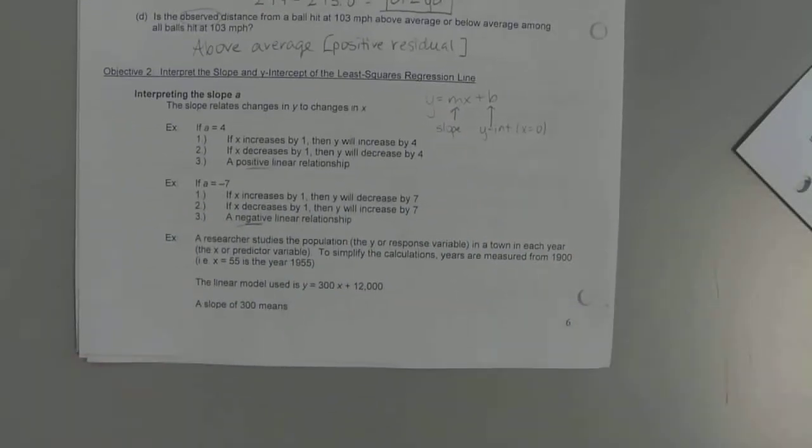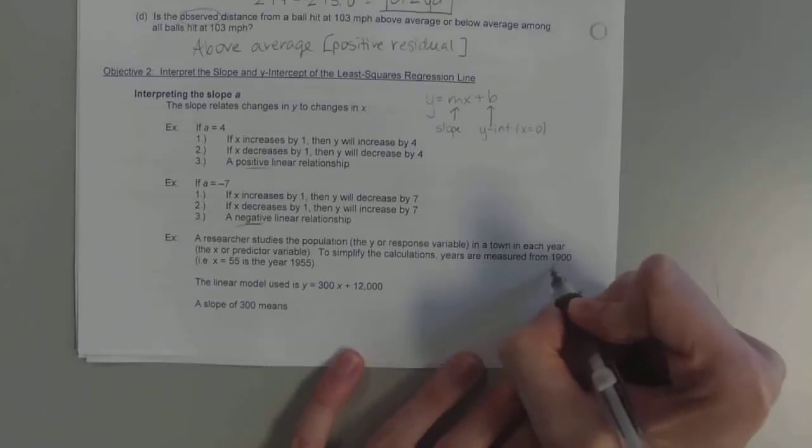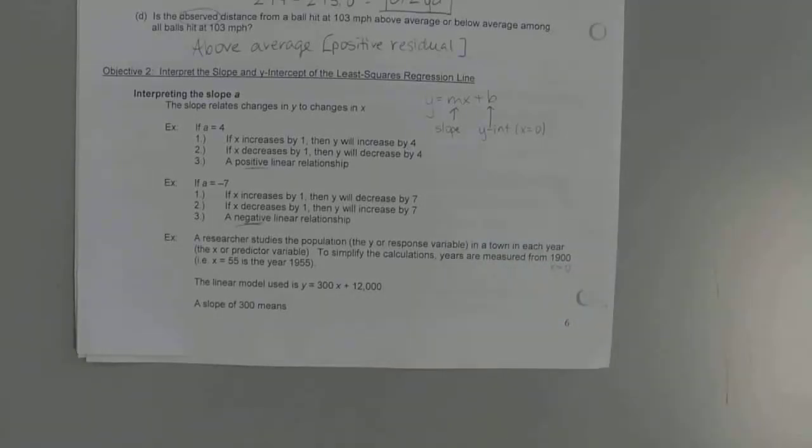So let's look at this one scenario here. It says a researcher studies the population, the y or response variable, in a town in each year, the x or predictor variable. To simplify the calculations, years are measured from 1900. So basically if you plug in an x value, a year, and do the math, you'll figure out what the population is at that point of the town, okay? But since 1900 and 2000s are getting so high up there, you don't want to have to plug in 1900 or 2000. They said just make 1900 like your 0. So this is like x equals 0. So for however many years after 1900 you are, that's the x value you're going to plug in.